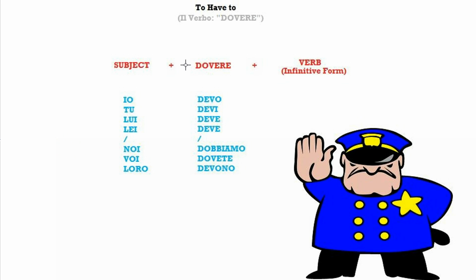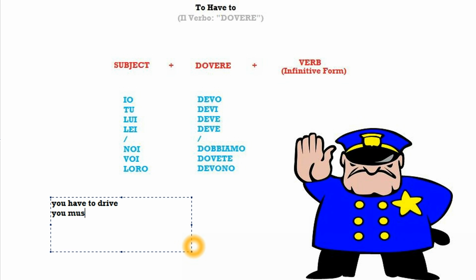Today we cover the verb DOVERE, which means to have to. Now let's have a look at when you would use this verb in English. As you can see, there are two different ways in English to express an obligation. So you can use the verb must, or you can use to have to, the verb have followed by the infinitive form of the verb in question.